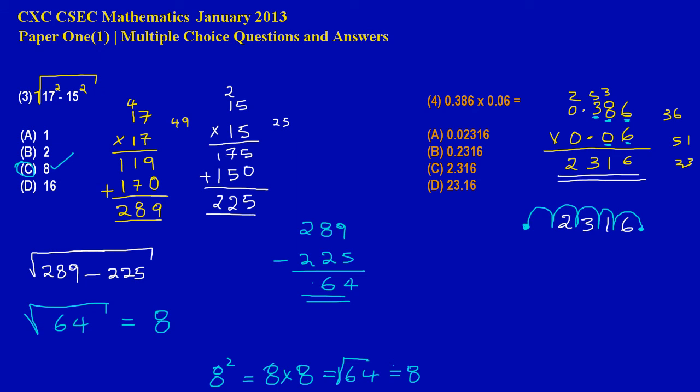So in that empty space, I am going to simply put a placeholder, 0 as my placeholder. So my final answer, my friends, would be 0.02316. Okay, hope that was useful.